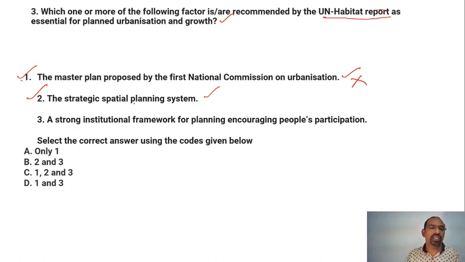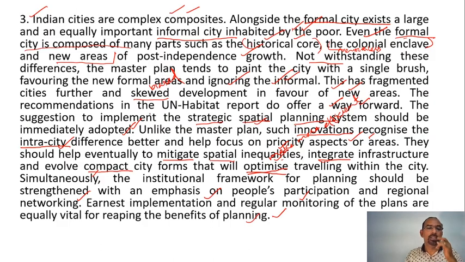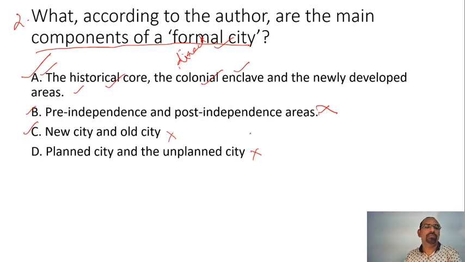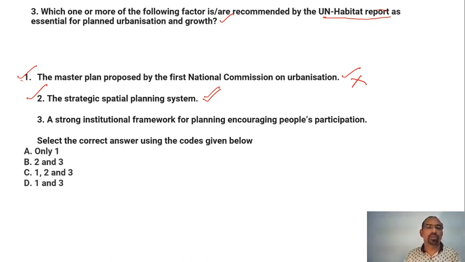Check the second one. The strategic spatial planning system. This is what the UN report suggests. Look at the report. The recommendations in the UN Habitat report do offer a way forward. The suggestions to implement strategic spatial planning. So that is there. Come back to the question. Strategic spatial planning, it is there. Third, a strong institutional framework for planning, encouraging people's participation.